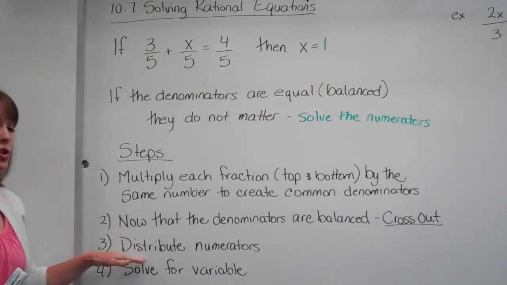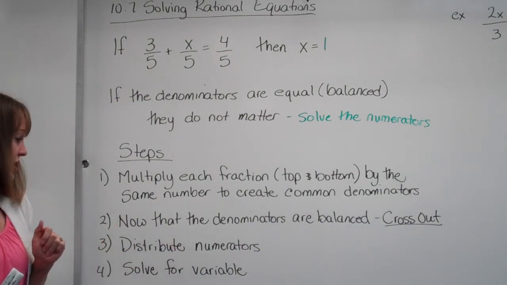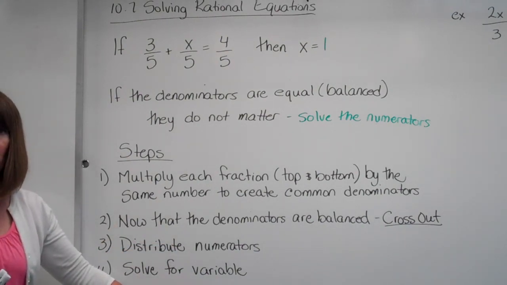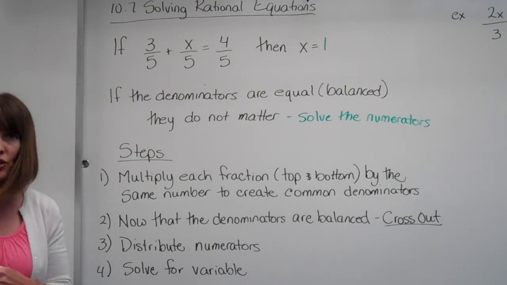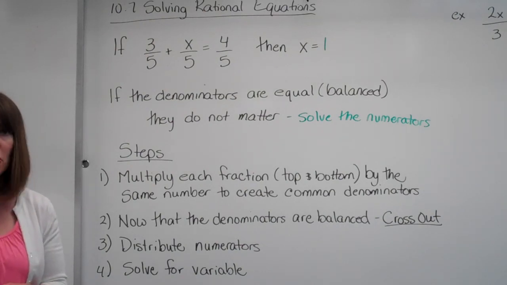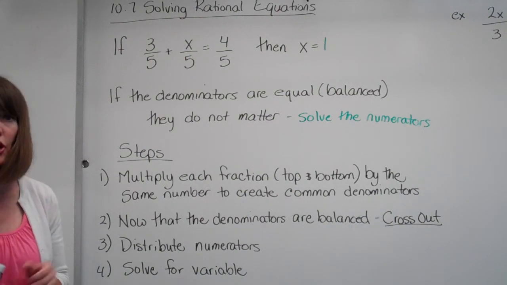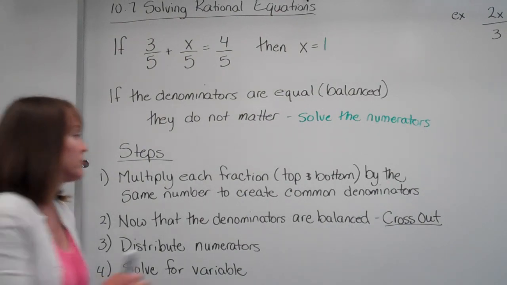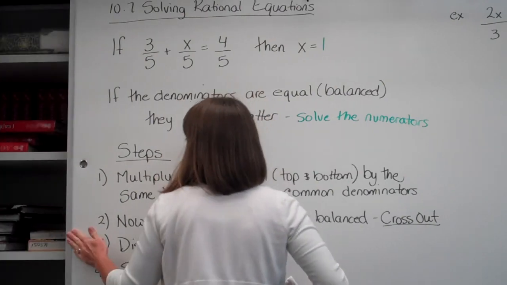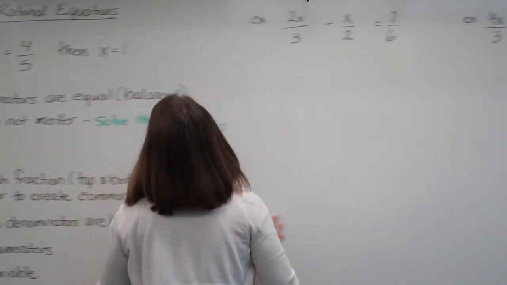All right, then we're going to distribute the numerators, see what's left, and then we're going to solve for the variable. The step I don't have here is to check. Remember, you can always check your work to guarantee 100%. All right, you're going to be doing a worksheet today, so you'll find your answer, you'll know. All right, let's go ahead then, and let's take a look at some examples.